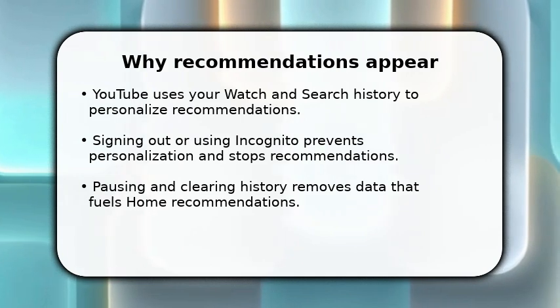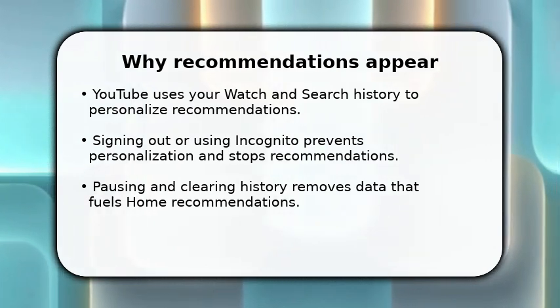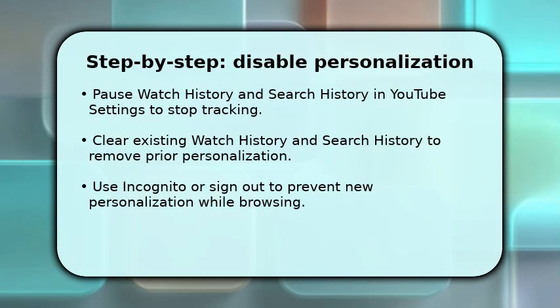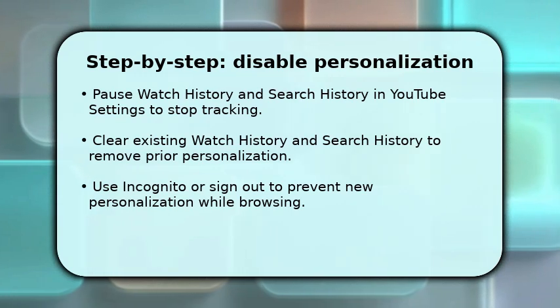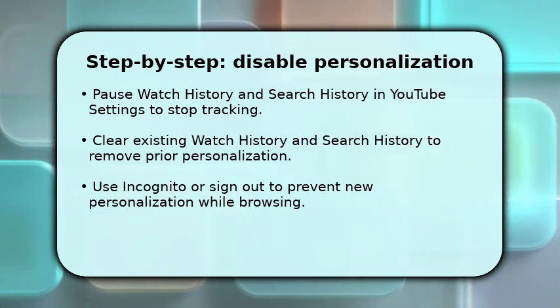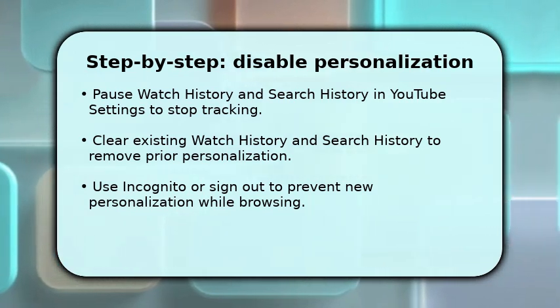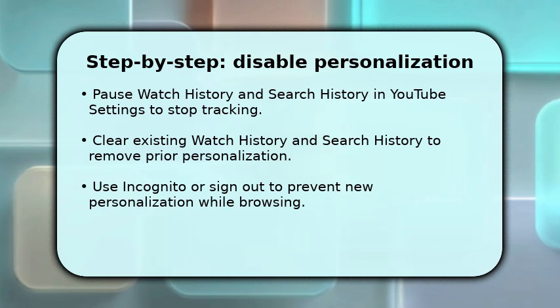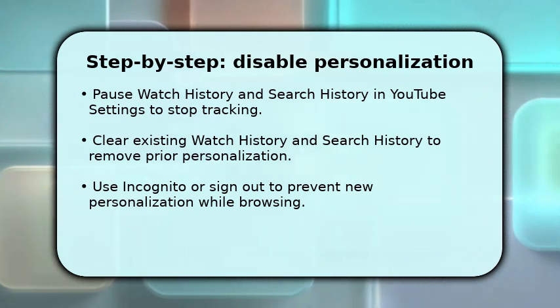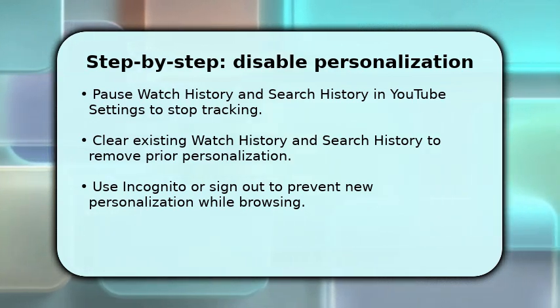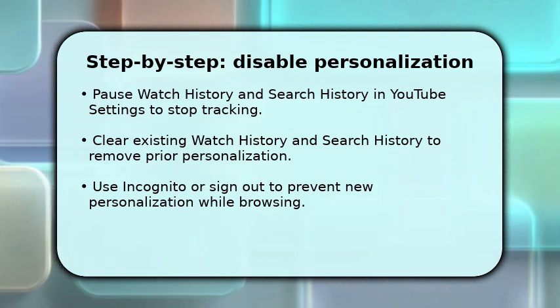Open YouTube and tap your profile icon to access settings and history. Choose Manage All Activity and then pause Watch History to stop future recording. Repeat by selecting Pause Search History to halt search-based personalization. Next, select Clear All Watch History and Clear All Search History to remove existing influence. Finally, use incognito mode or sign out whenever you want zero personalization on the home feed.